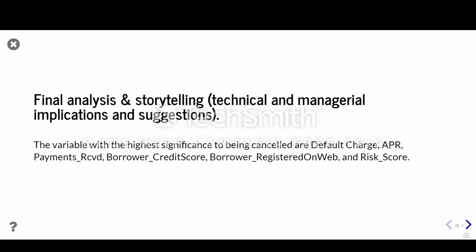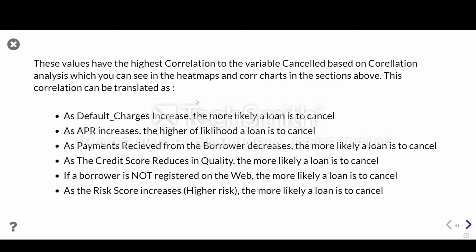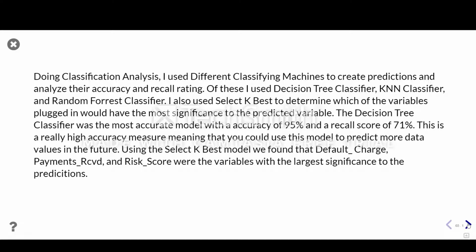So, final analysis and storytelling. The variables with the highest significance to being canceled are default charge, APR, payments received, borrower credit score, borrower registered on web, and risk score. The correlation states that as default charges increase, the more likely a loan is to cancel. As APR increases, as payments received from the borrower decrease, as the credit score reduces in quality, if a borrower is not registered on the web, and as the risk score increases, so higher risk, all of these make it more likely that a loan is going to cancel. That's what I came up with.